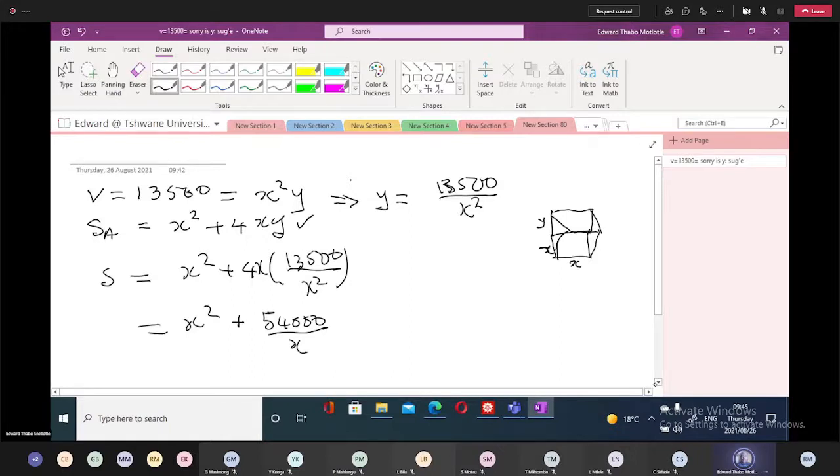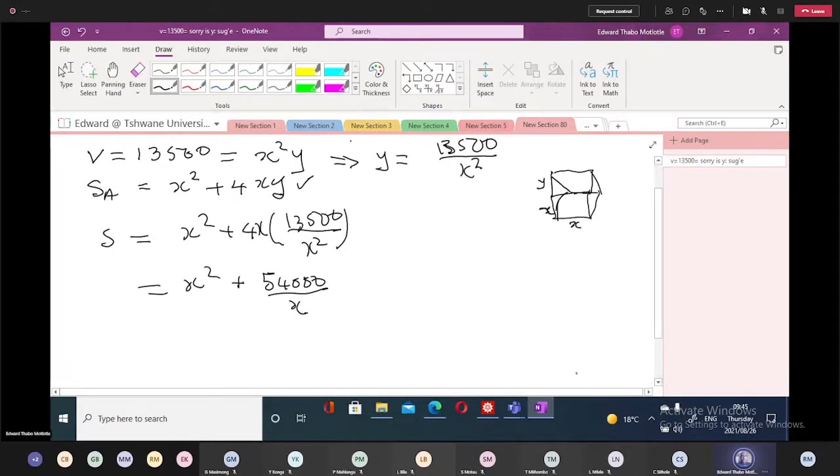Okay, now we differentiate dS over dx. This becomes 2x minus 54,000 over x squared. So here we can write this as x squared plus 54,000 x to the power minus 1. Then we apply the power rule on this one, and we'll end up with this answer here.